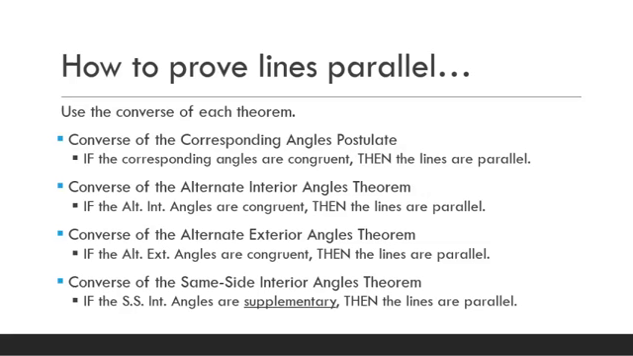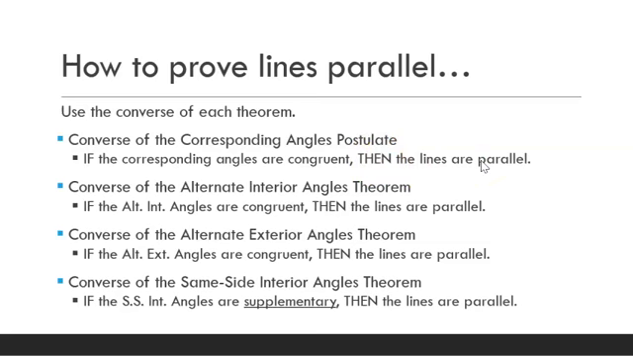Now, if you did Lesson 3.2, these theorems should sound very similar to the theorems from 3.2. All we've done is we've used the converse of the theorem. So notice the order of the information that you know versus the information that you conclude really matters. Take a look at the converse of the corresponding angles postulate. It says if the corresponding angles are congruent, then the lines are parallel. So in this one, we know that we have corresponding angles and we know that they're congruent, so we can say that the lines are parallel.